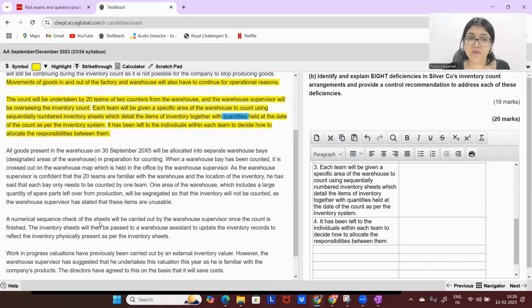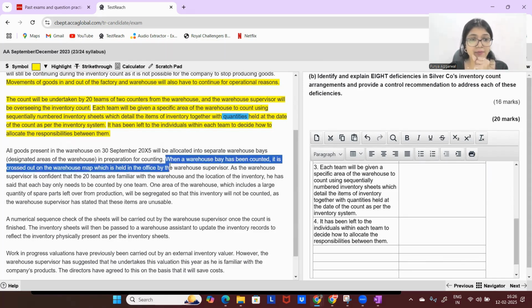All goods present in the warehouse will be allocated into separate warehouse bays in preparation for counting. So I don't think there's any deficiency. This is actually a good thing, that they have separate bays. Now, when a warehouse bay has been counted, it is crossed out on the map, which is held in the office by the warehouse supervisor.